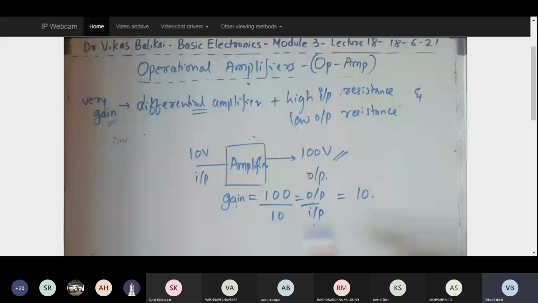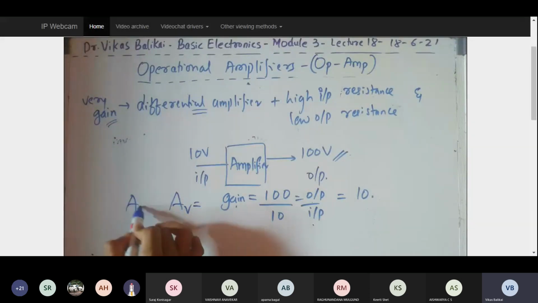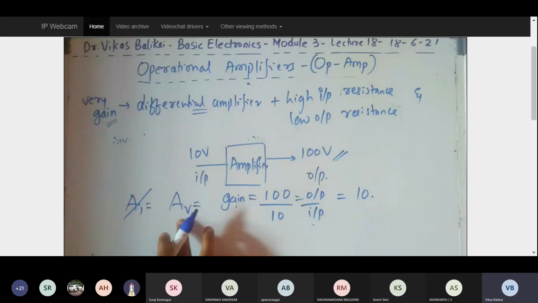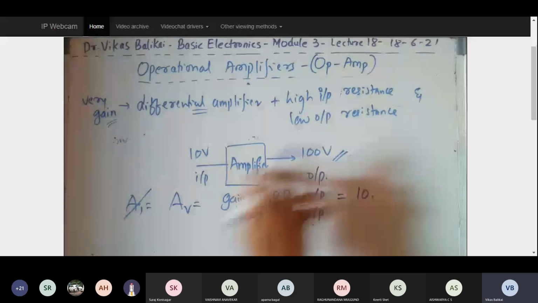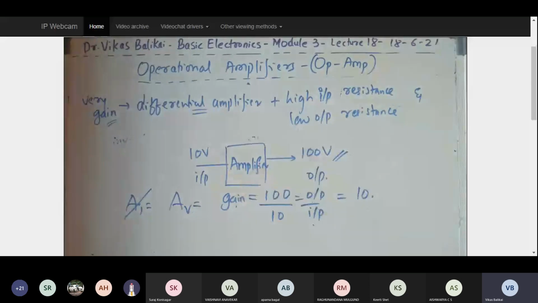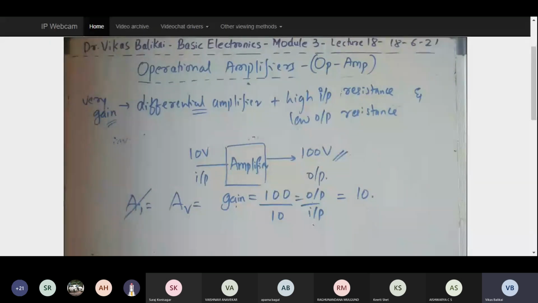So basically, gain, which we represent by the term AV if it is a voltage gain, AI if it is a current gain. Since I'm dealing with the voltage, I'm talking about AV. So AV is my gain, and gain can be obtained by dividing the output value by the input value. So that's my gain, and this has to be very, very high for the amplifier. What is an amplifier? Basically it is going to enhance the input signal to a larger value, and how many fold to enhance is decided by this gain.